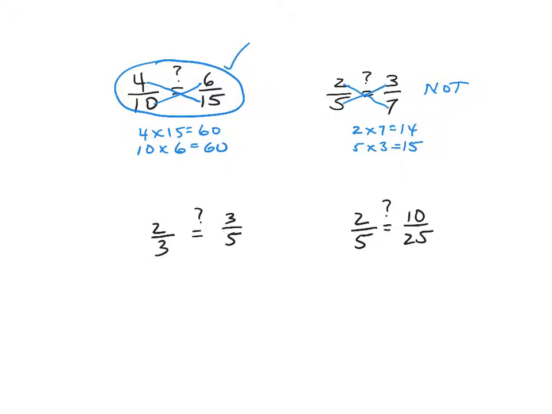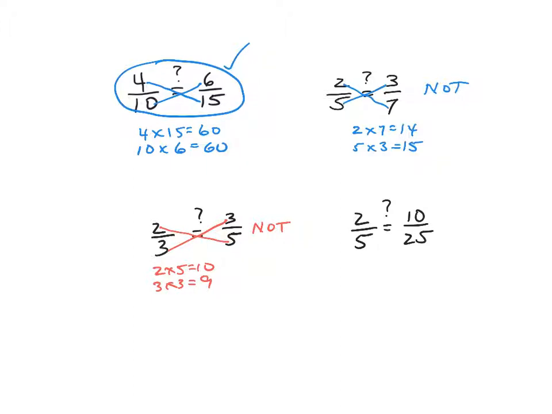Okay, so hopefully you've been able to go through and check this. I'm going to do the same. So I have, is 2/3 equivalent to 3/5? As I go through and do this, I'm going to multiply 2 times 5. 2 times 5 gives me 10. 3 times 3 gives me 9. So I know that these are not equivalent to each other.